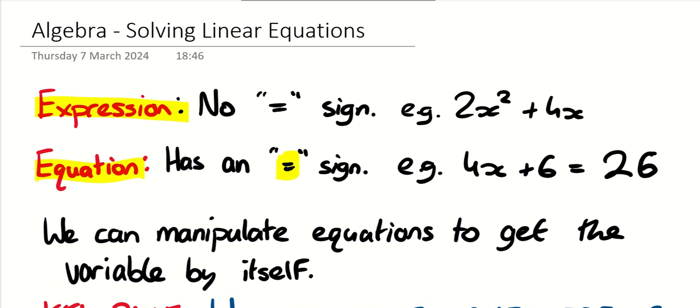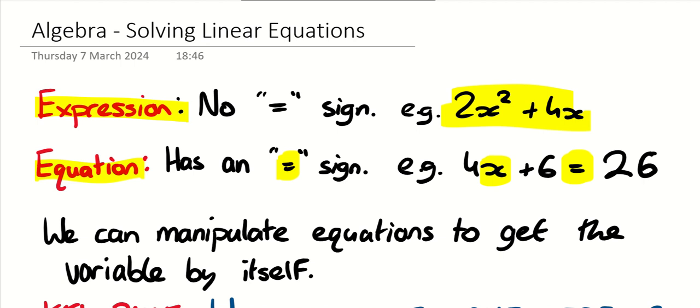Okay, so an expression might be just something like 2x squared plus 4x. Doesn't actually mean anything. You don't know what x is. But in an equation, you have this equals sign, which means that you can find out what this x is. So if you see a question with an equals sign in it, the chances are it means you have to find out what x is going to be.